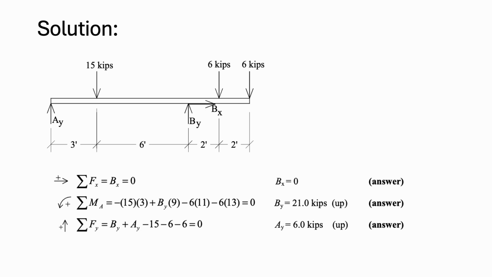The third equation, sum of forces in y direction equal to 0. We have Ay plus By minus 15 minus 6 minus 6. Using By as 21 kips, we will obtain that our vertical reaction at A is equal to 6 kips up.